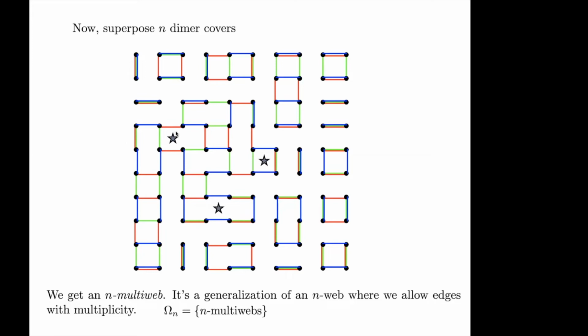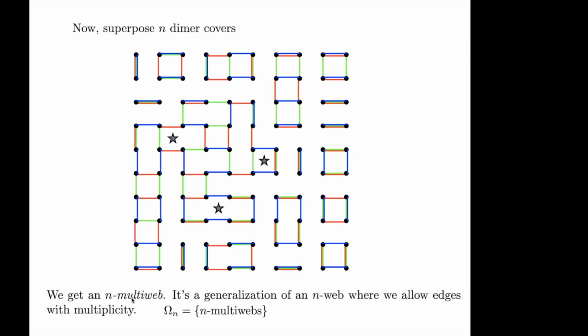One way to detect that structure is to put some punctures in the graph, like at these vertices, and ask, can I somehow tell something topological about the type of this underlying triple dimer cover, or n-fold dimer cover? So this object, you can call it an n-fold dimer cover. We also call it an n multi-web because it's a generalization of a web. What's a web? It's just an n-valent graph.